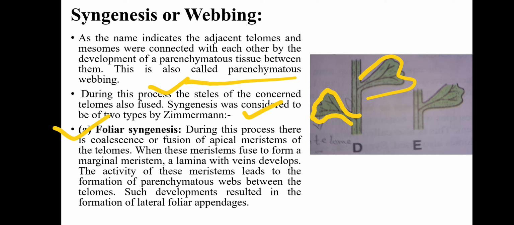In foliar syngenesis, there is coalescence or fusion of the apical meristems of telomes, where these meristems fuse to form a marginal meristem. A lamina with veins develops. The activity of this meristem led to the formation of parenchymatous webs like this between the telomes. Such developments resulted in the formation of lateral foliar appendages.